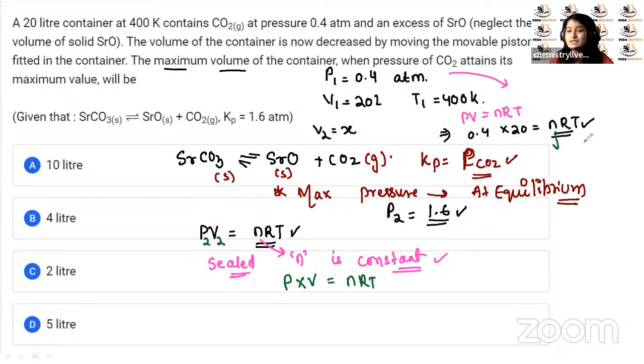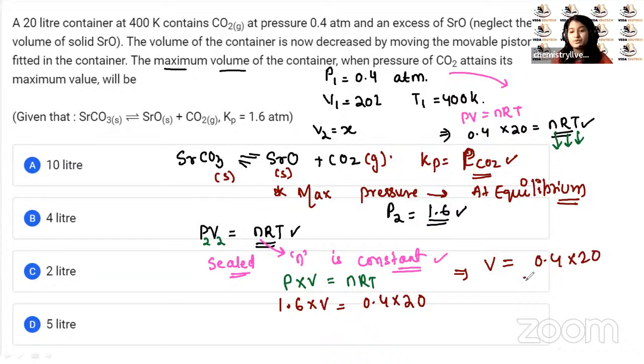Now the value of n is not going to change, the value of R is not going to change, and the value of T is also not going to change. So, instead of P, the pressure has changed, that is 1.6, the volume is the new volume, and nRT is nothing but 0.4 into 20. So the value of V is going to be 0.4 into 20 by 1.6. So this is 4 times, this gets cancelled, and this is 5. So your answer is going to come as 5 liters, that is your volume.